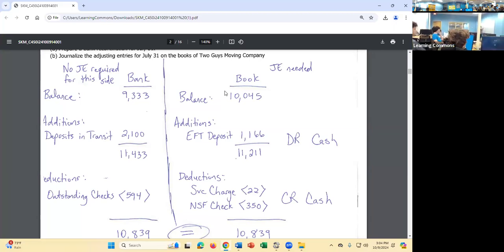So let's take this EFT deposit here. We've got a debit to cash for $1,166. I need a credit of $1,166. And what account is that going to go to? Accounts receivable. Why is it accounts receivable? Because it says it in the problem. Right? It says that the bank collected accounts receivable. So a customer sent us cash. We then need to adjust their account to show that they actually paid for it.